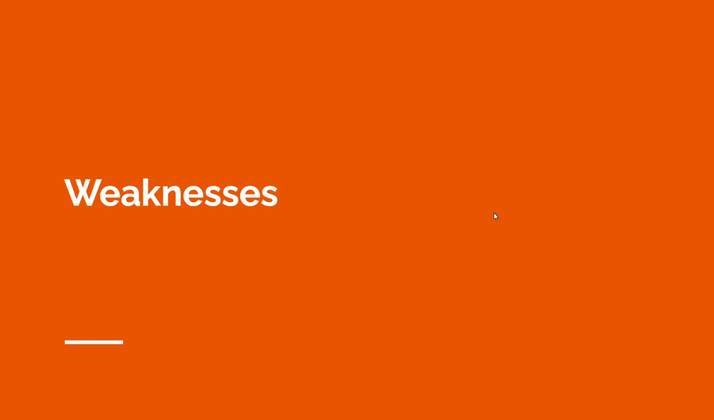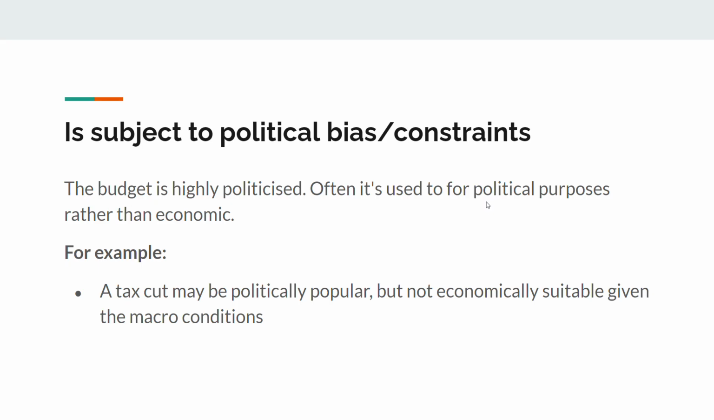All right, so what are the weaknesses? Jim Chalmers is looking down at the hammer, the budget, in his toolkit, and he's like, all right, what's bad about this in influencing the level of aggregate demand? What's not so good about the budget? Well, the first thing, and probably the most important, is that it's subject to political bias or political constraints. The budget, quite simply, is highly politicized.